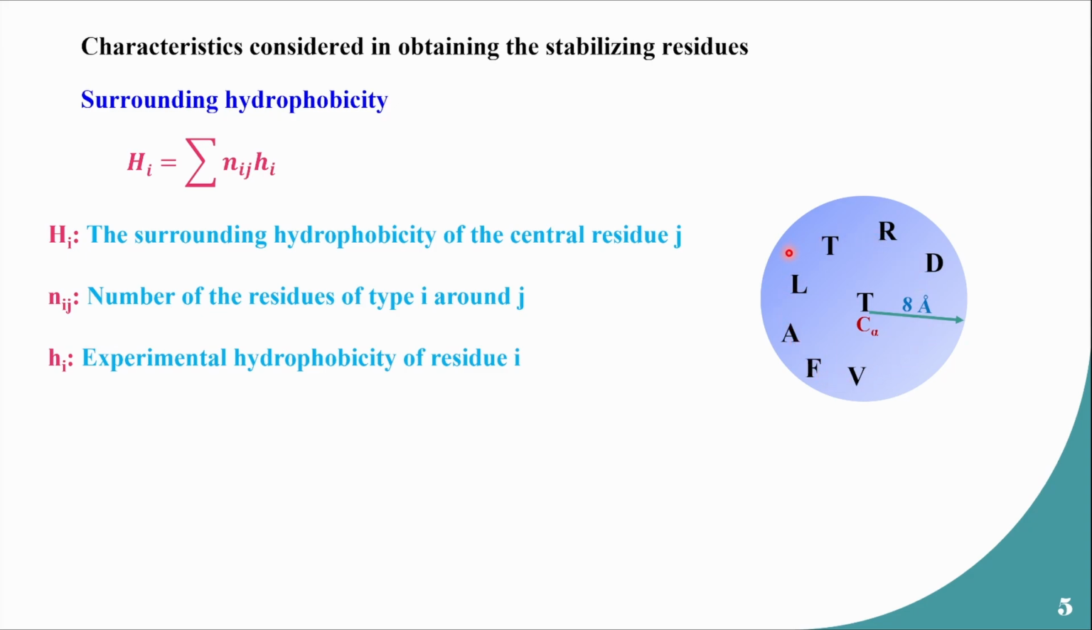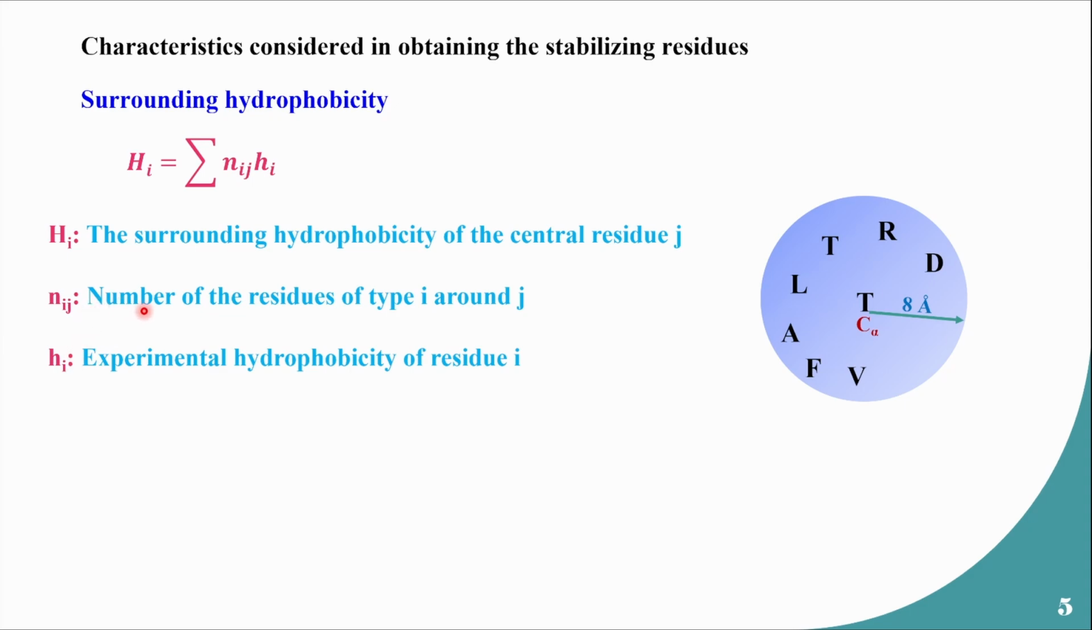Surrounding hydrophobicity is basically what type of environment we have in the surrounding region of this particular residue, in terms of hydrophobic properties, right? And the formula to calculate that is Hj equals the summation of nij times hi, small hi. So in this case, capital H, this will be the surrounding hydrophobicity of the central residue J. So we are trying to calculate the surrounding hydrophobicity for that particular residue. And then nij and hi.